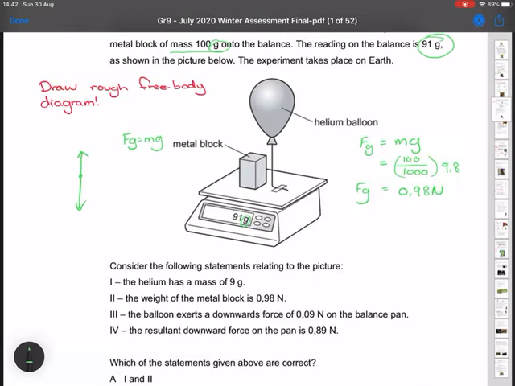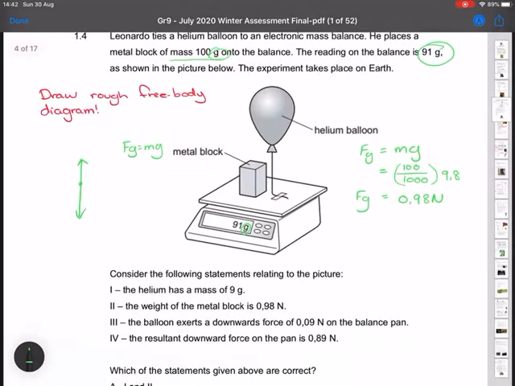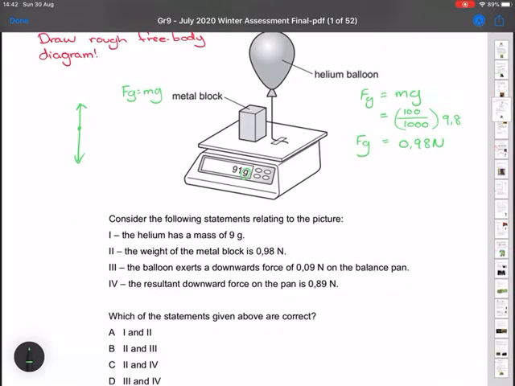Okay, so we need to decide which of these options are correct. So the helium has a mass of 9 grams. No guys, the helium doesn't have a mass of 9 grams. Just because it's exerting an upward force doesn't mean that force, if you convert it into a mass, is 9. That's not true.